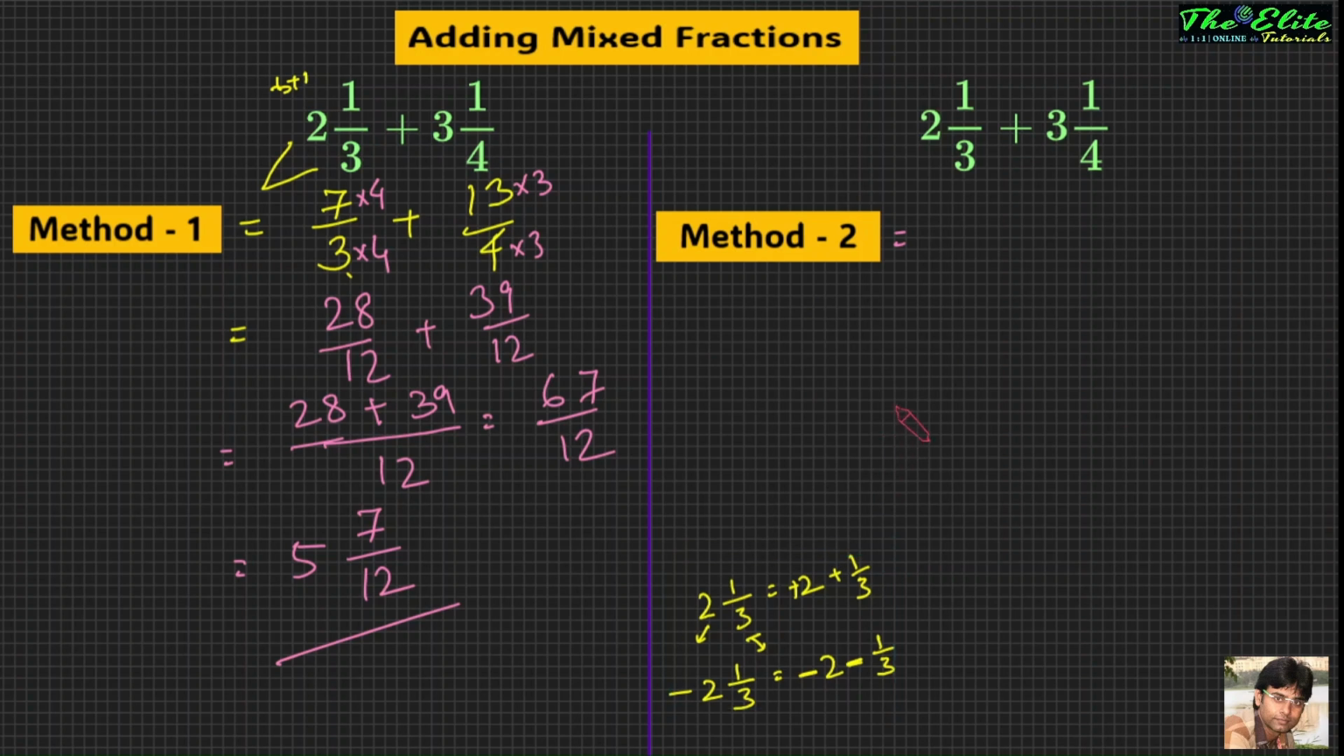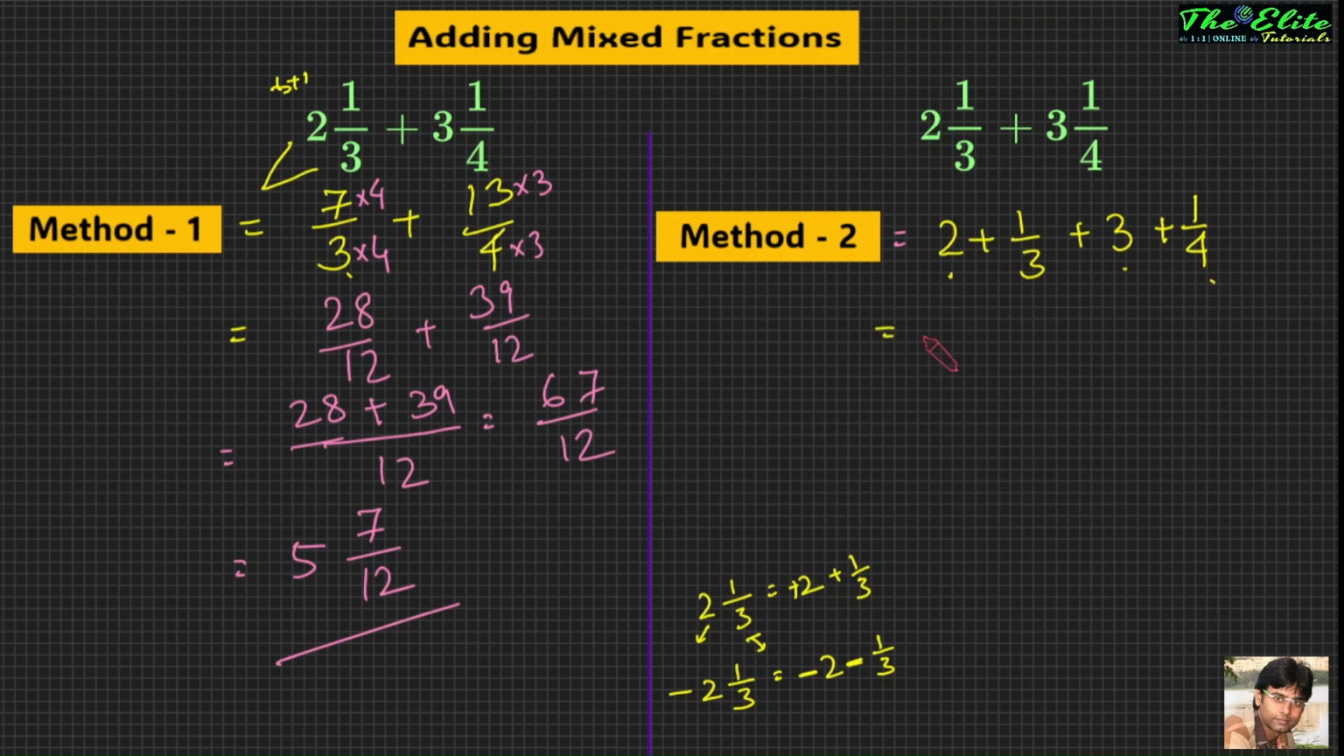Now, as I mentioned that this can be separated, so we will separate 2 whole 1 by 3 as 2 plus 1 by 3. Yes, now you can do it yourself. Just tell me. Yes, it will be 3 plus 1 by 4. Now this is a whole number, this is a whole number. These are like terms, right? This is a fraction, this is a fraction, these are another like term.